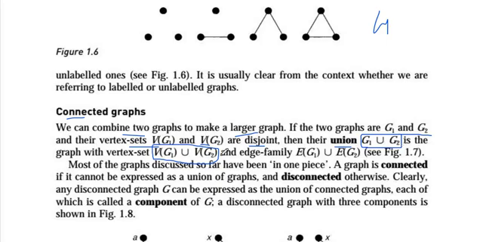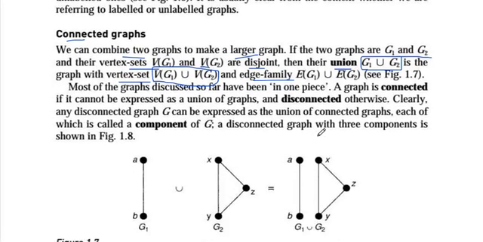Okay, so we will make the union of the vertex set also, and the union of the edge family also. E of G1 union E of G2. Let's say this is a G1 graph with vertices A and B and edge AB, union this graph G2. So this will make a graph like this.